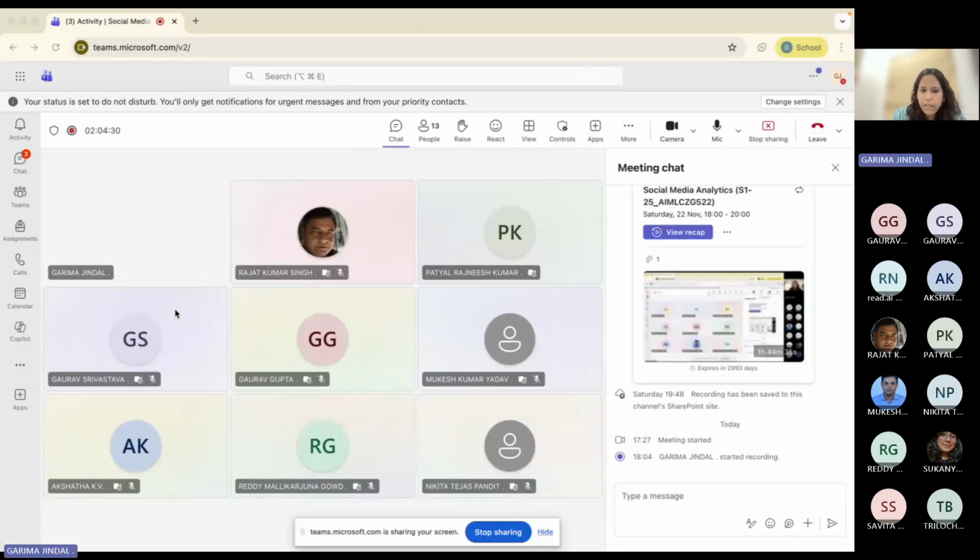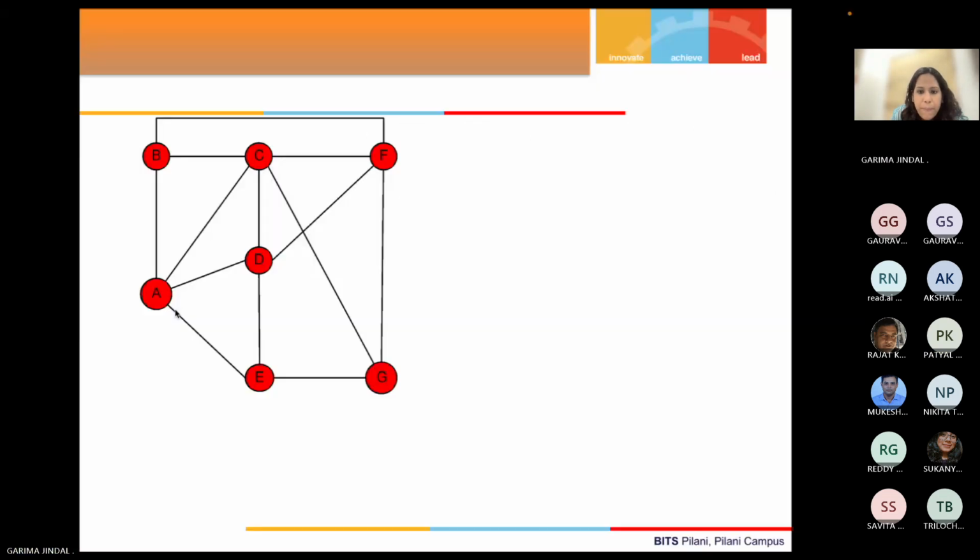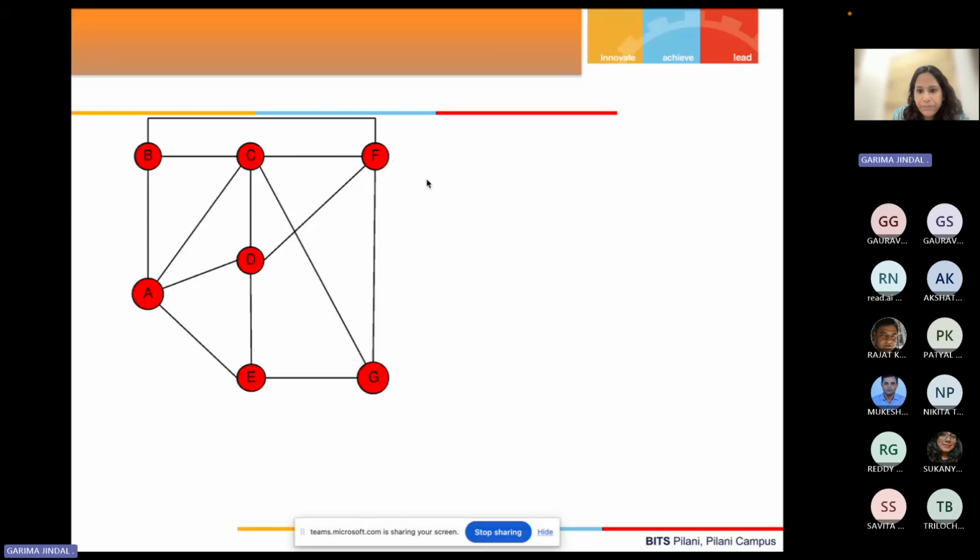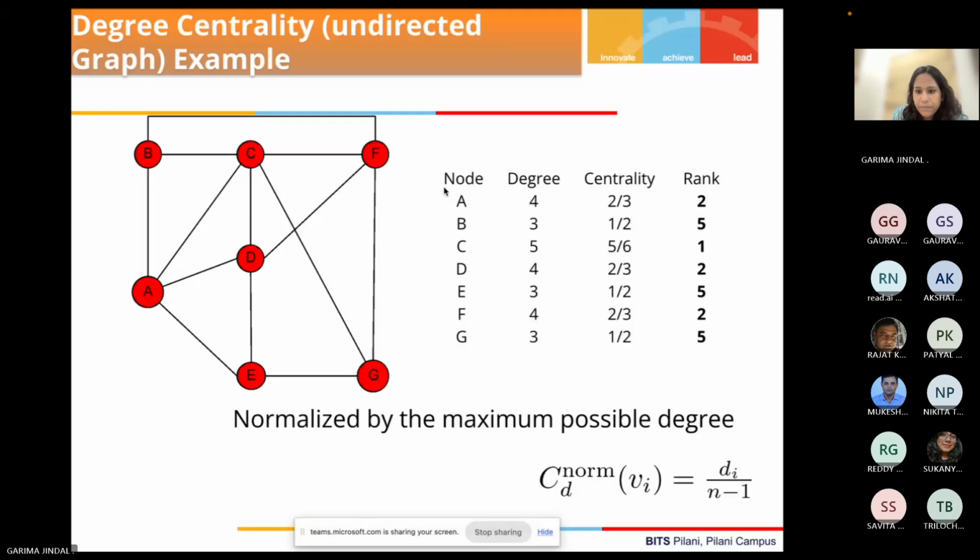Is this answer correct? Has anybody else calculated this answer? Yes, the answer is correct. Okay.